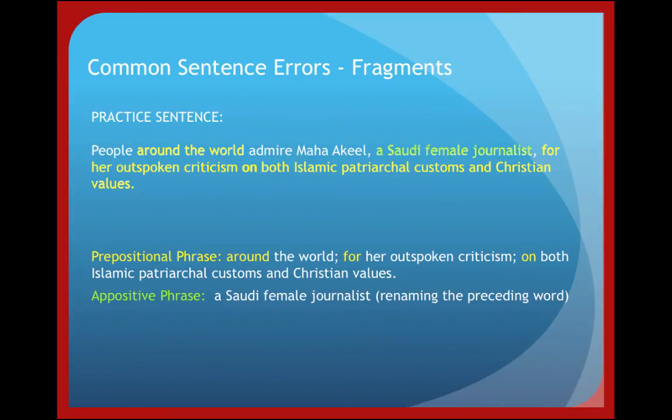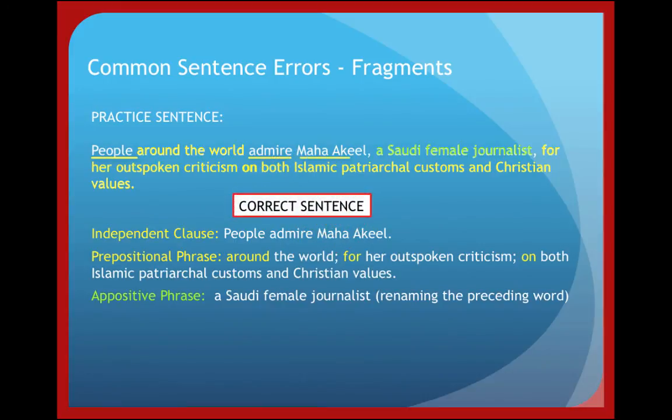Once you identify the various parts of a sentence, it is easier to locate the independent clause and no longer write fragment sentences. The independent clause is, people admire Maha Akil, which has a subject, verb, object, and a complete thought. So it is not a fragment.